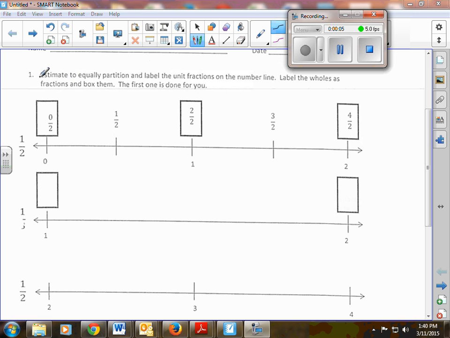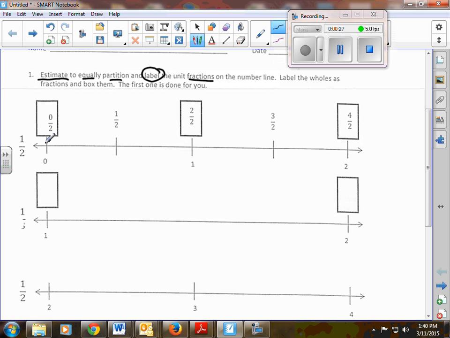I'd like you to look at your paper and let's read the instructions together. It says estimate to equally partition, that just means to draw lines, and label, see the labels here, the unit fractions on the number line. Label the wholes as fractions and box them. The first one's done for you.